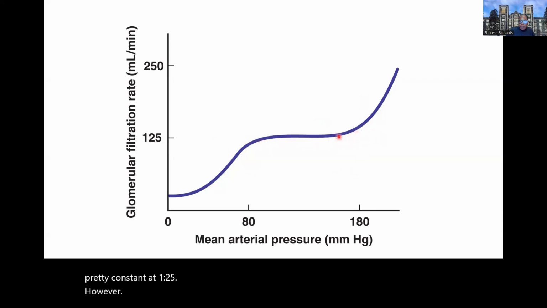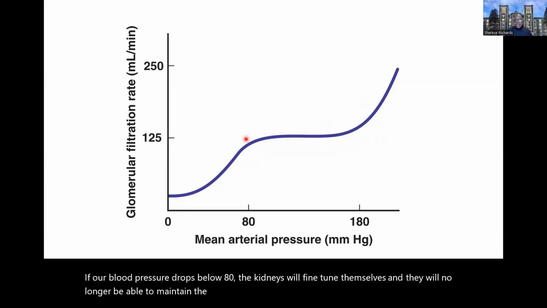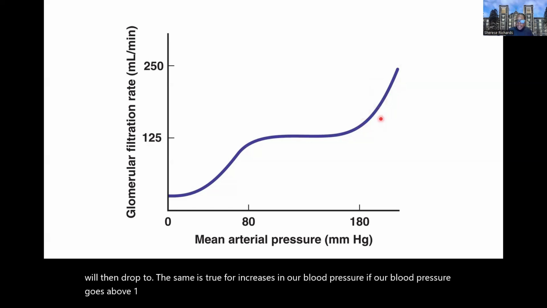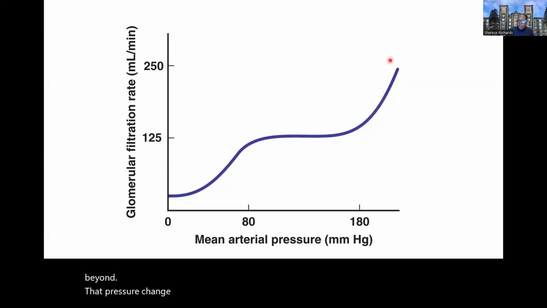However, if our blood pressure drops below 80, the kidneys will no longer be able to maintain the GFR in the face of that drop in mean arterial pressure, and the GFR will drop too. The same is true for increases in blood pressure. If our blood pressure goes above 180, the kidneys again will not be able to maintain regulation, and our GFR will rise beyond 180.